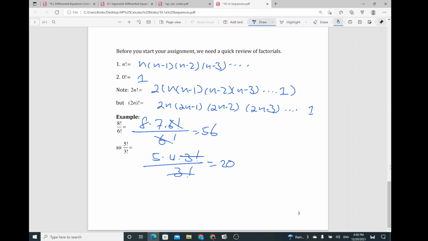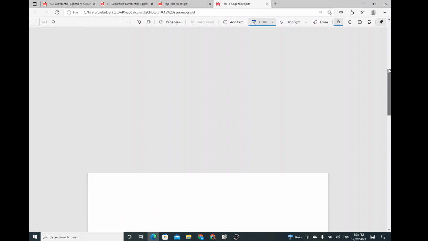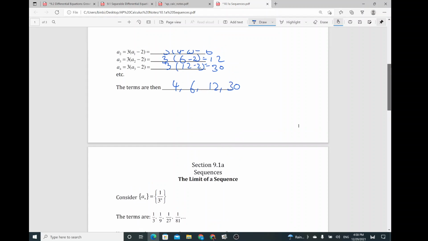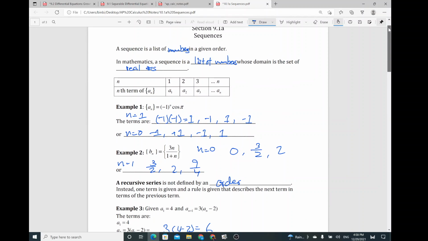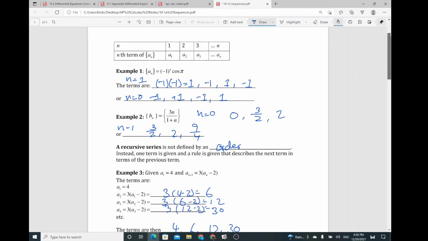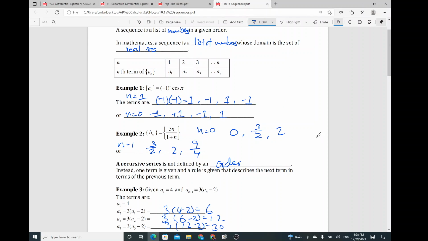So this is just part 1 of section 9.1 of the Calculus BC video. It's about sequences and series, using the basic limit test to find out whether a sequence converges or diverges.